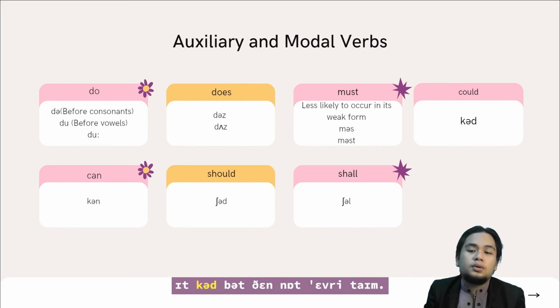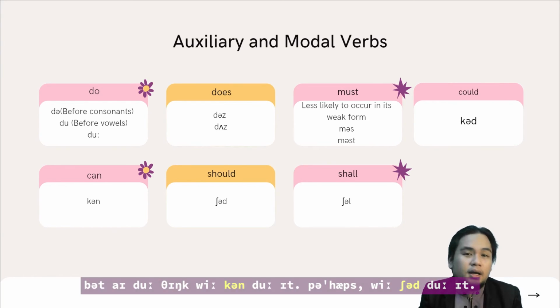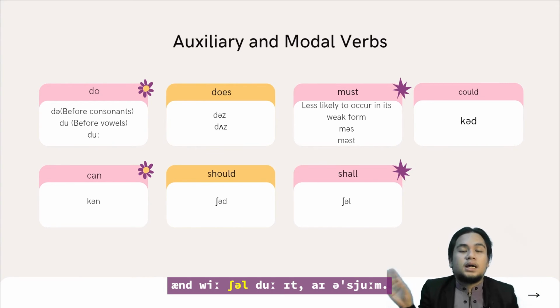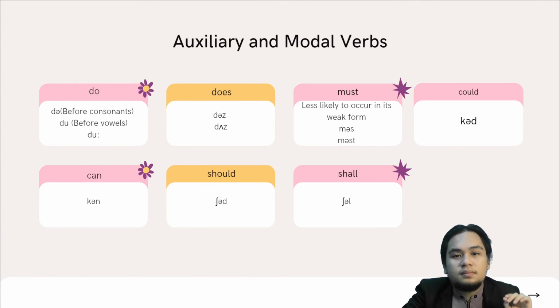Next, could. It could, but then not every time. But I do think we can do it. Perhaps we should do it, and we shall do it, I assume. See, all of those are still used in the weak forms.